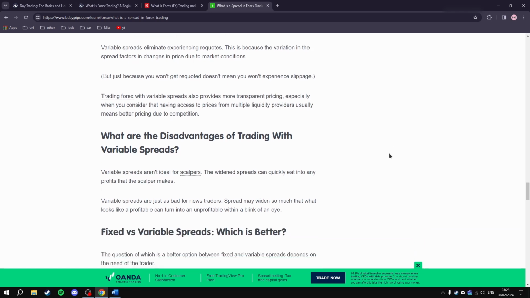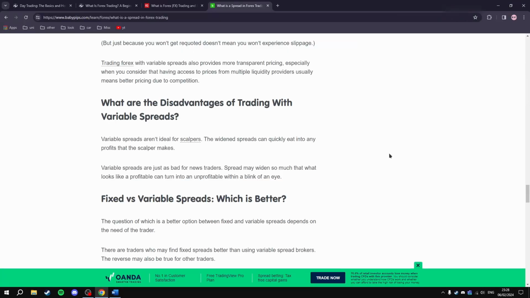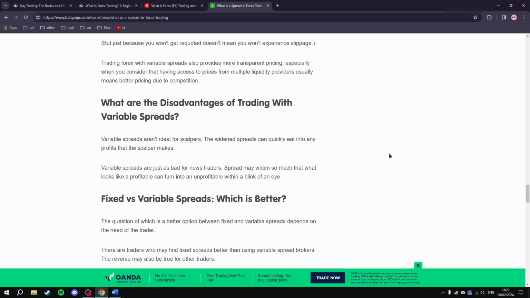What are the disadvantages of trading with variable spreads? Variable spreads aren't ideal for scalpers. The widened spreads can quickly eat into any profits that scalpers make. Variable spreads are just as bad for news traders. Spreads may widen so much that what looks like a profitable trade can turn into an unprofitable one within the blink of an eye.